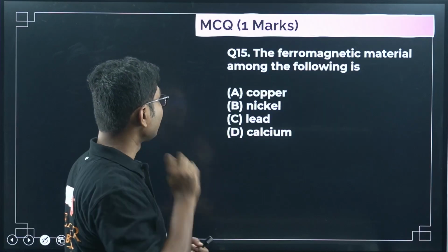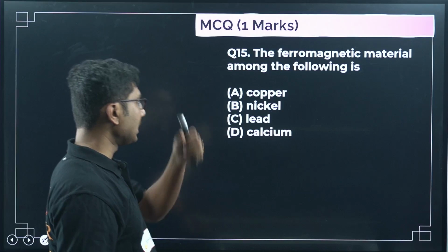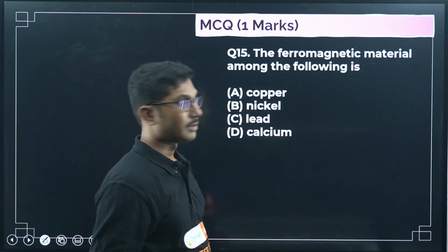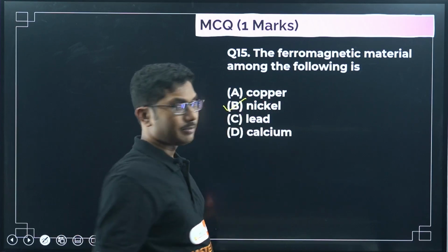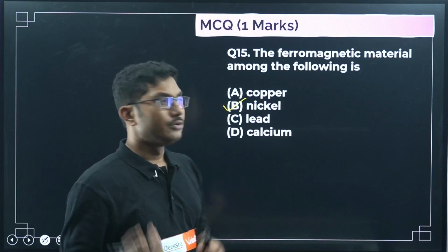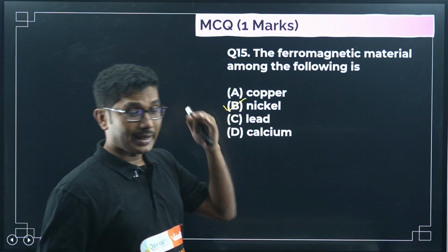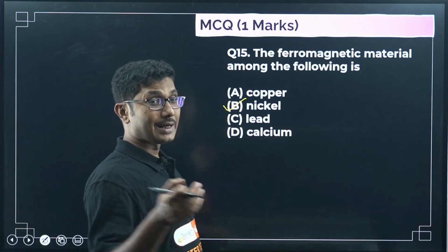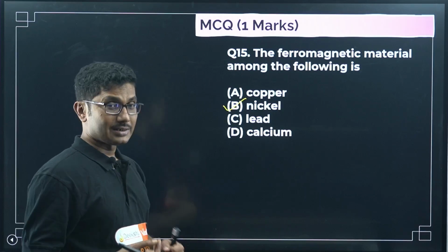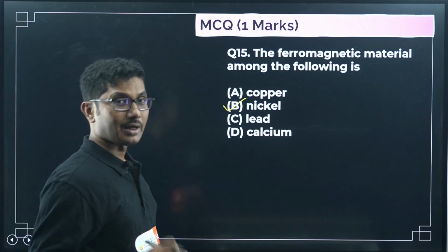Right, now question number 15. The ferromagnetic material among the following is. Now this is a little bit tricky question. Copper is a good conductor, but it is not a ferromagnetic material. Only nickel is a ferromagnetic material. Nickel, cobalt and iron are the three most commonly used ferromagnetic metals. There are some alloys, but these three are the most common. So nickel is a ferromagnetic material; copper, lead, calcium are not ferromagnetic.